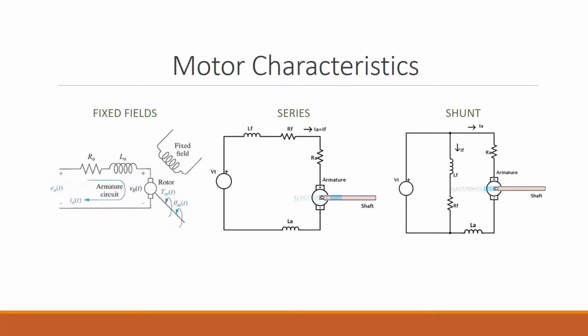The series and shunt motors are larger motors where permanent magnets are not realistic. As a result, these motors use an electromagnetic field coil that is dependent on the voltage source. The series motor connects this coil in series, while the shunt motor connects it in parallel.